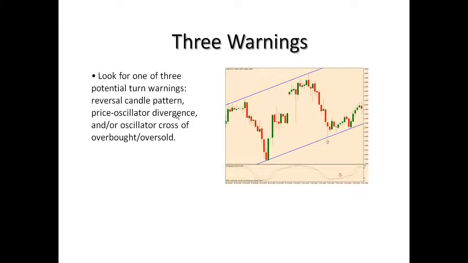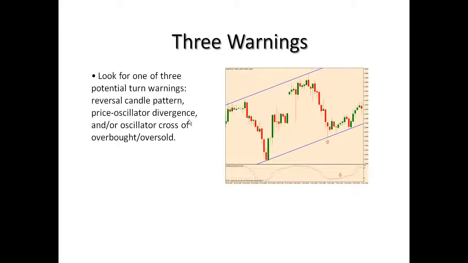Another warning is, as I mentioned, price oscillator divergence. I'll show this on the charts in a second. A higher high in price coupled with a lower high in the oscillator is a possibility for a turn to the downside. A lower low in price coupled with a higher low in the oscillator is a possibility for a turn up in price. So that's the second warning.